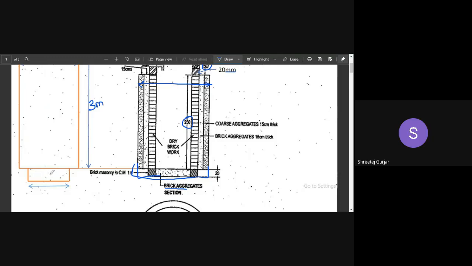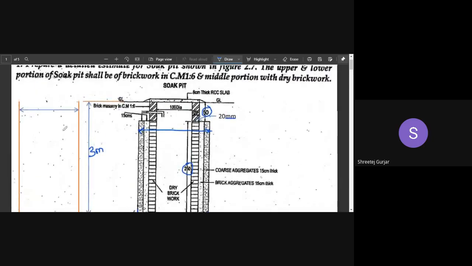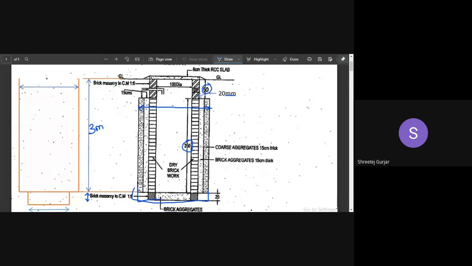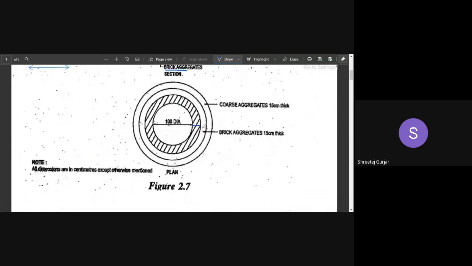This bottom dimension. The thickness we know it is 20 centimeters. Let us now look into what is the diameter. So here you can observe in the plan, this is your in-to-in diameter, that is 100 centimeters. This is 20, this is 20. Then this brick aggregate layer is 15 centimeter, coarse aggregate is 15 centimeter. So this is 15 centimeter, and this is 15 centimeters. Similarly, it will be here 20, 15, and 15.